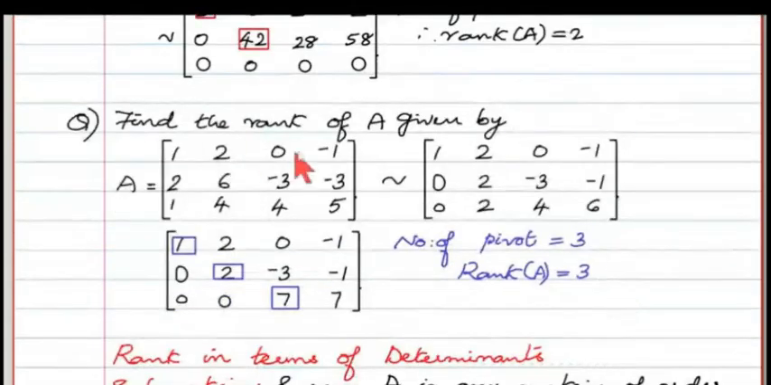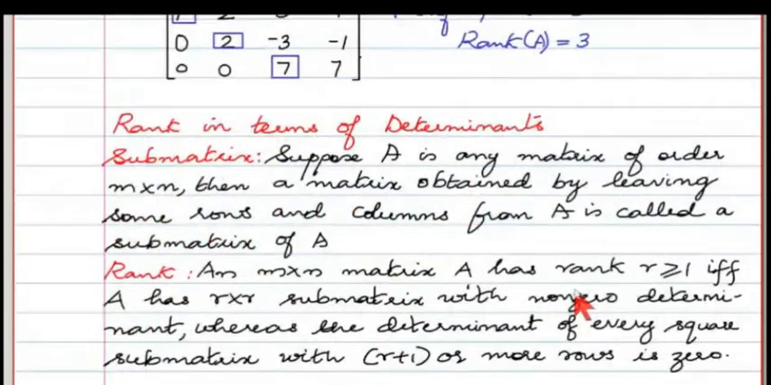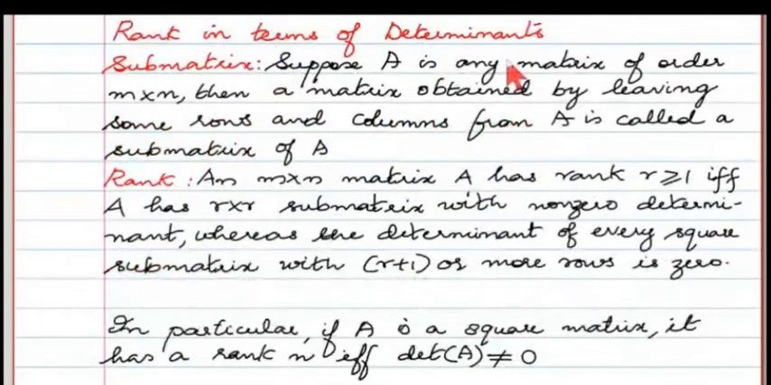Again another question. So this is our A: 1, 2, 0, -1, 2, 6, -3, 1, 4, 4, 5. So here also, we are going to find the number of pivot elements from the reduced echelon form. So here we are having 3 pivots. So rank is 3.